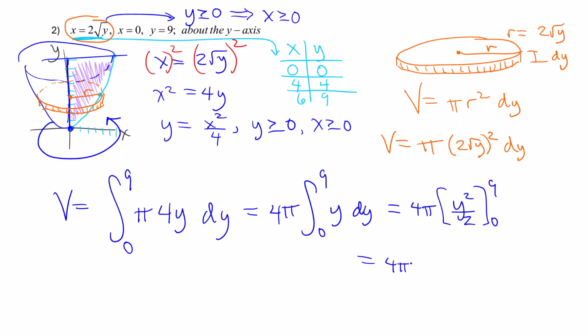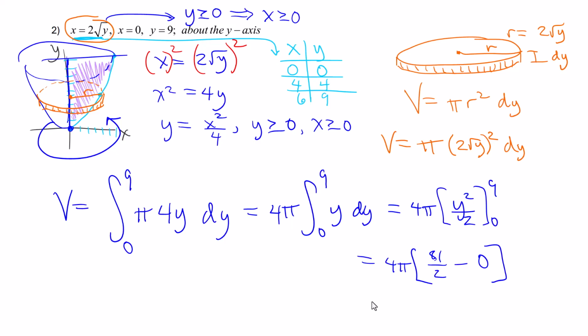This is really 4 pi. And then in brackets I'll have 9 plugged in. So that would be 81 over 2. Plugging in 9 for y, 9 squared is 81 over 2. There's like f of b, the upper bound, minus f of a, the lower bound, would be plugging in 0. Well, 0 squared is 0, 0 over 2 is 0. So we really just have 4 pi times a bracket containing 81 over 2 minus 0, close bracket.